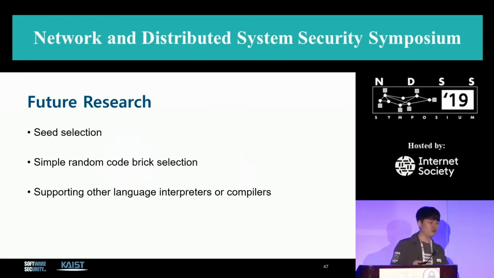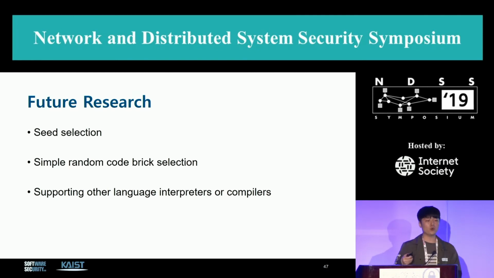So despite the good result, our system has some points to improve. Selecting a good seed can affect the result of CodeAlchemist like other fuzzers. And current CodeAlchemist employs simple random code break selection, but we could adapt advanced selection strategies. And finally, CodeAlchemist is now only supporting JavaScript engines.